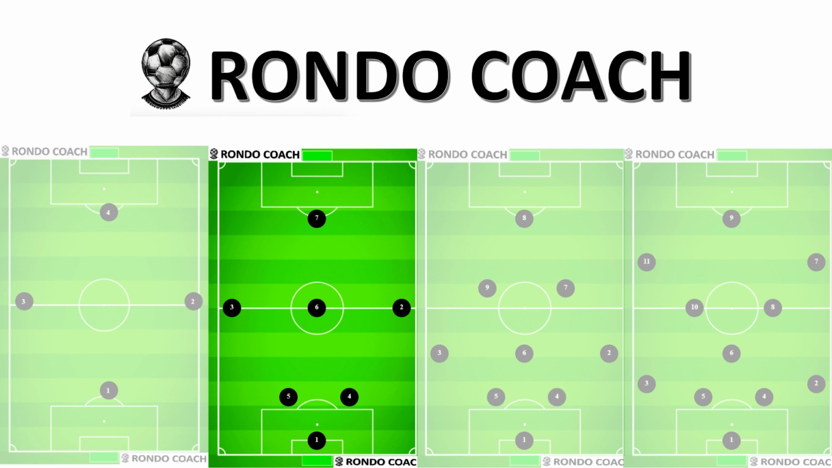One more important thing about this phase is that you're likely going to put your best players in the central midfield position, and it is the right thing to do.